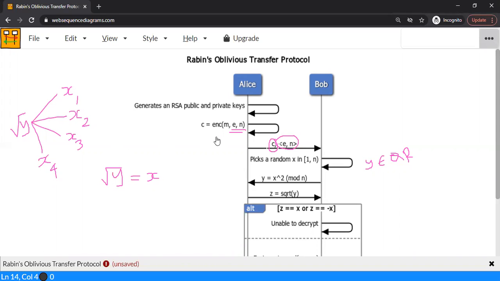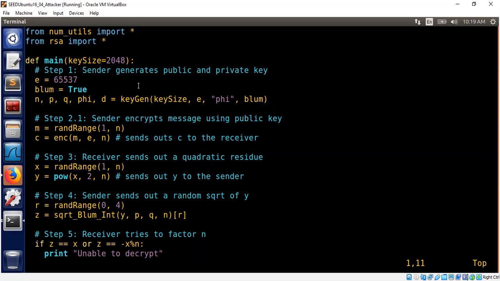Okay. So let me quickly show you a demo of this idea. All right. So here we are. What we are doing here is the sender generates a public and private key. Alice generates public and private key. The public key must be generated unique for each transaction in this protocol. So Alice has to generate public and private key, sends the public key, of course, to Bob. Every time she wants to encrypt a message M, she will use RSA to encrypt the message M. In this case, I'm encrypting a random message.